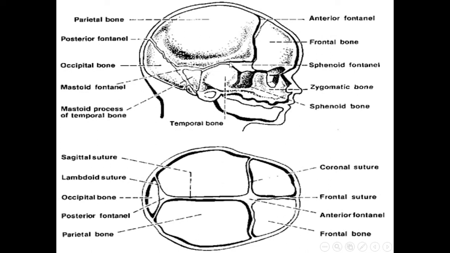How many sutures? Again: sagittal, frontal, coronal, lambdoid, and temporoparietal. It is six sutures because we have a temporoparietal suture here and another temporoparietal suture on the other side. 1, 2, 3, 4, and 5 and 6 on the other side.